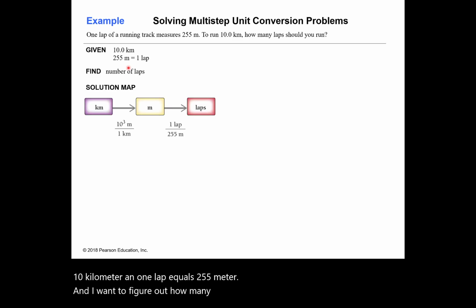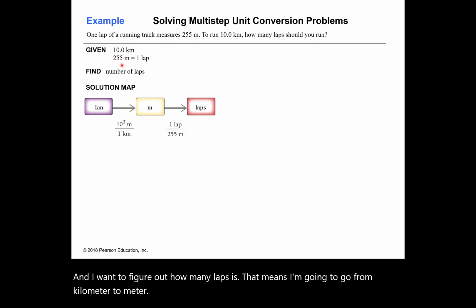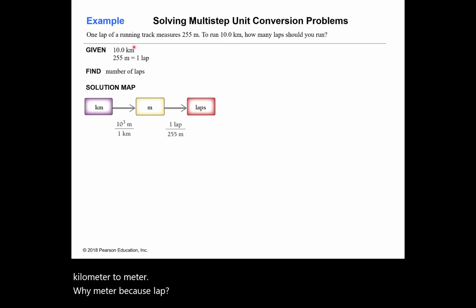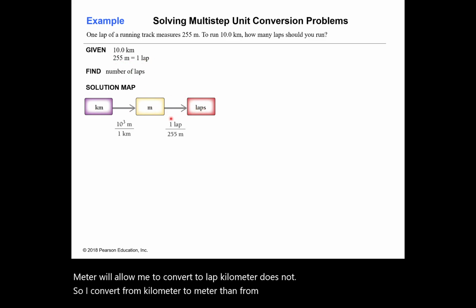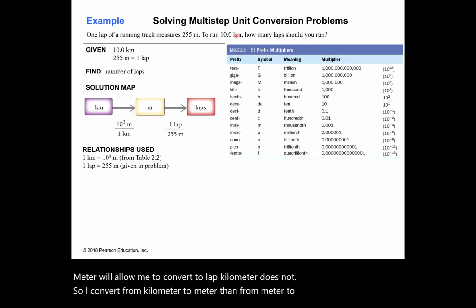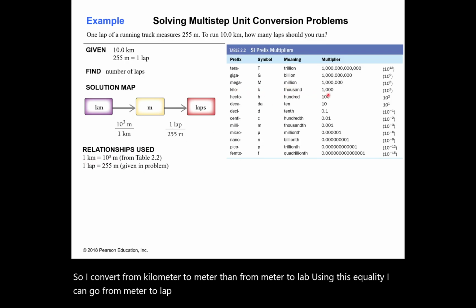That means I'm going to go from kilometer to meter. Why meter? Because meter will allow me to convert to lap. Kilometer does not. So I convert from kilometer to meter, then from meter to lap. Using this equality, I can go from meter to lap right here. And using table 2.2, I can find out that 1 kilometer is equivalent to 10 to the 3 meters. Set it up.